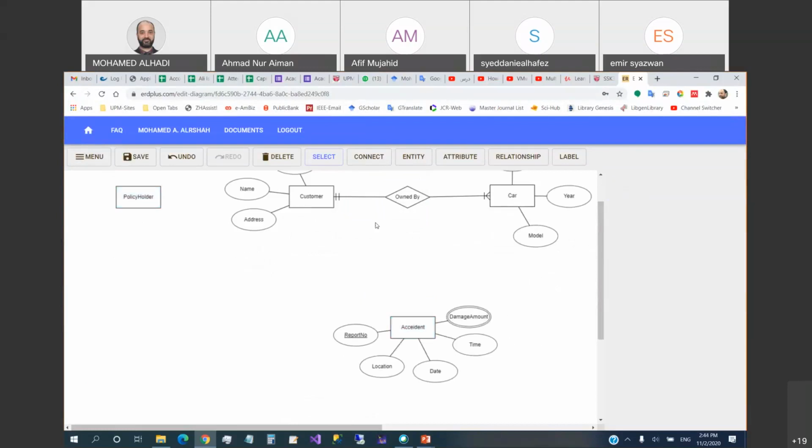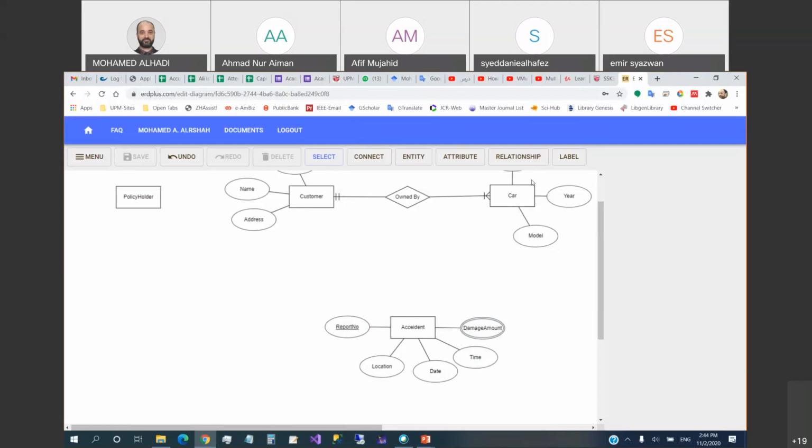Okay. Now, here we have the accident, right? So when we have an accident, the accident could be between one car and itself, and could be between two cars or three cars, four cars, or even more, right? So the accident should be connected to the car table by two relations, right?